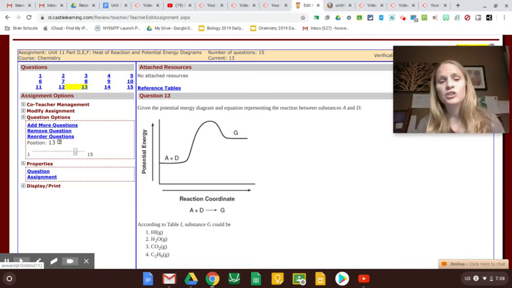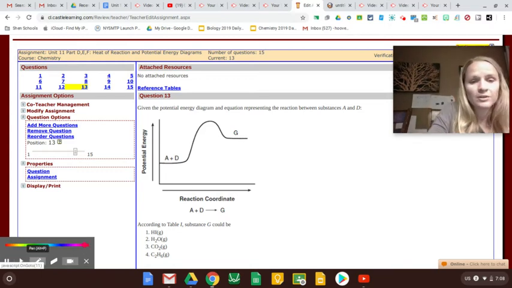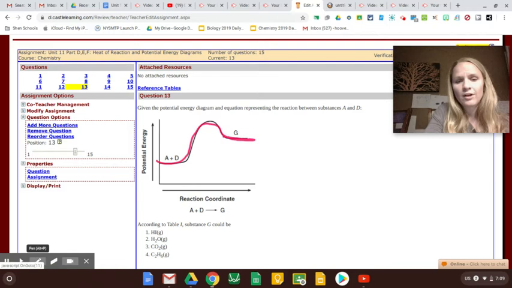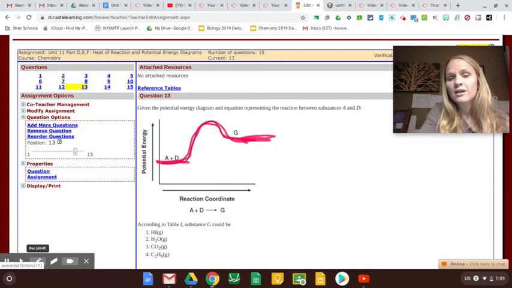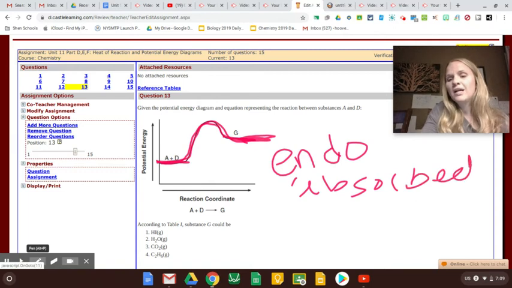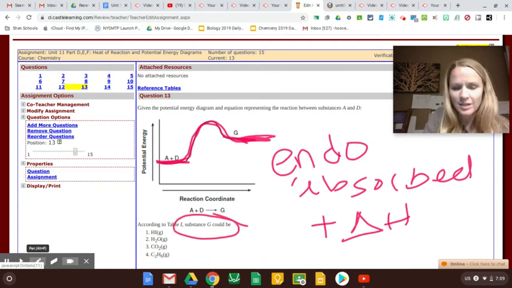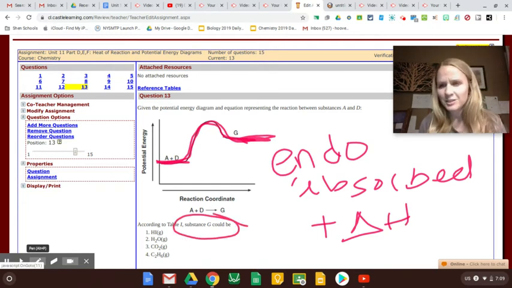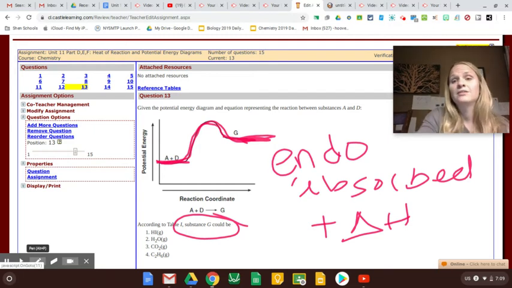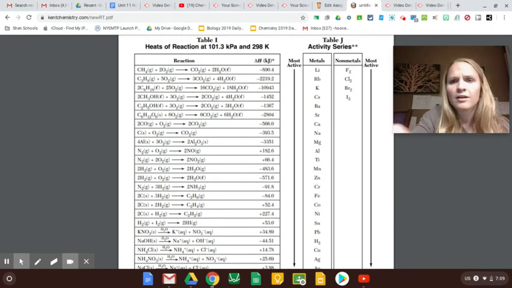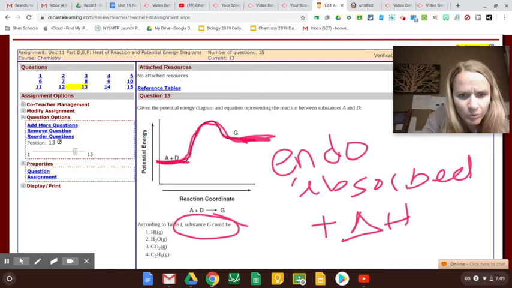According to table I, substance G could be what? Okay, so I take one look at this and I'm like, they're asking me for endo or exo. So the graph ends up higher than it started. So you gained energy on this. So energy went in, energy was absorbed. So I am looking for a positive delta H. That's what a table I substance G could be. So I'm just looking for something with a positive delta H. So a tricky way of asking it instead of just being a little bit more straightforward. So I guess out of these choices, which one has a positive delta H?